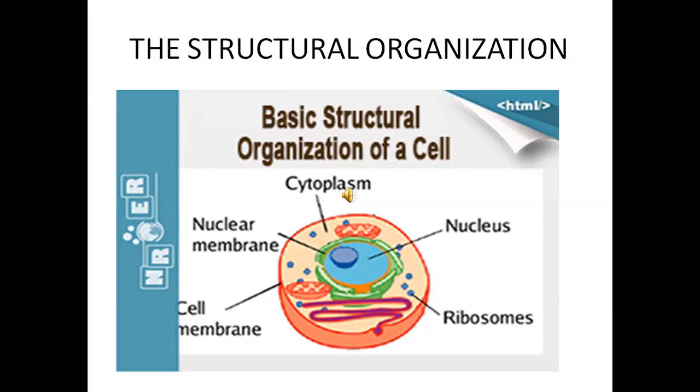So, the basic structural organization of a cell has three major parts: the cell membrane, the outer layer; the cytoplasm, which is a liquid; and the main part, the nucleus. So, these are the structural organization of the cell.